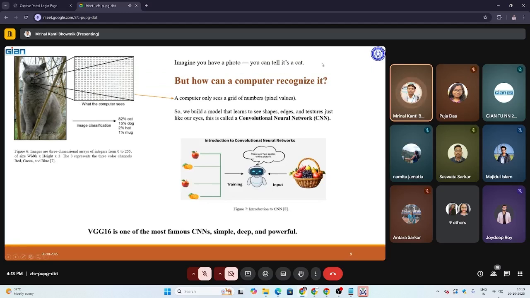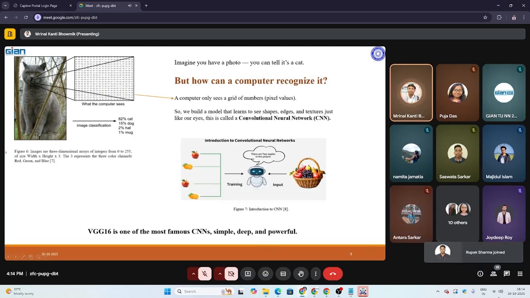Imagine you have a photo and you can tell it's a cat, but how can a computer recognize it? A computer only sees a grid of numbers, that is, the pixel values. After training the model, it can classify what it is and what is not. So we build a model that can learn to see shapes, edges, textures, just like our eyes, and we can call that a convolutional neural network. Here the image is a three-dimensional array of integers ranging from 0 to 255.